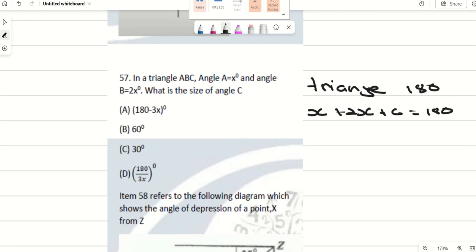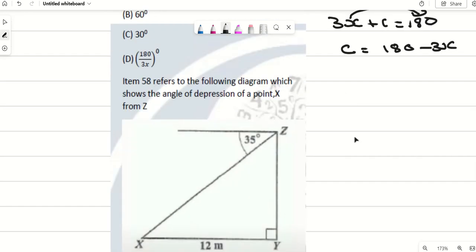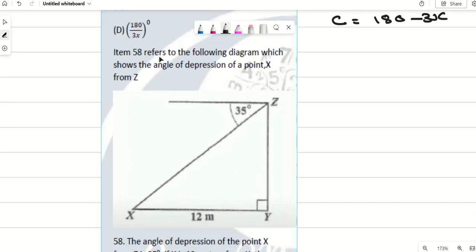So if you want to find out the size of C, it would be 3x plus C is equal to 180. So we make C the subject. So you carry across 3x. So C would be 180 minus 3x. So the answer is A, right? If you had to make C the subject. Right, let's look at number 58.